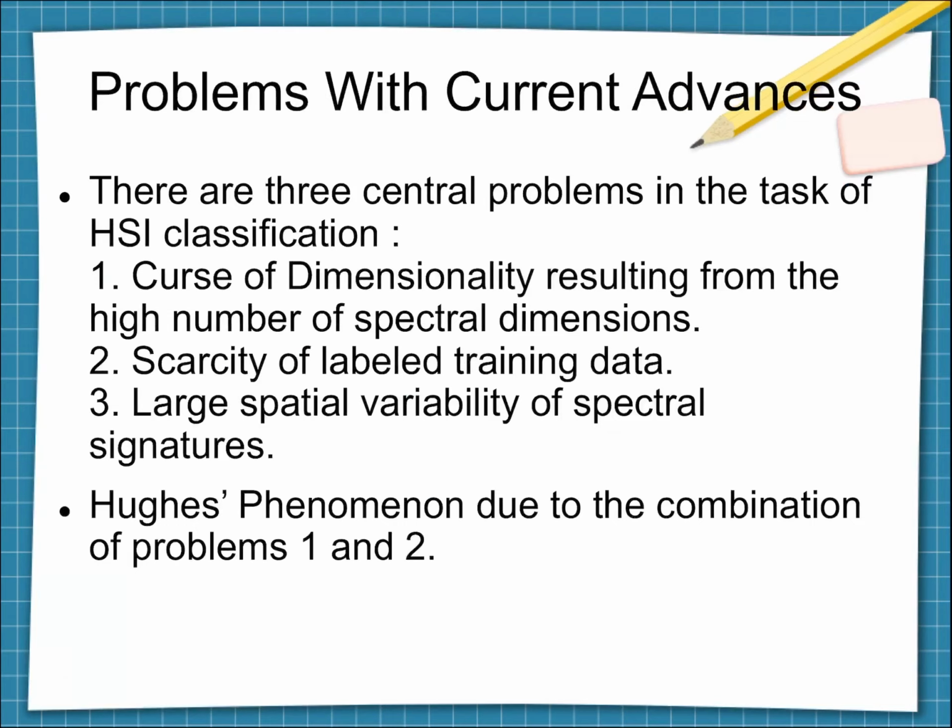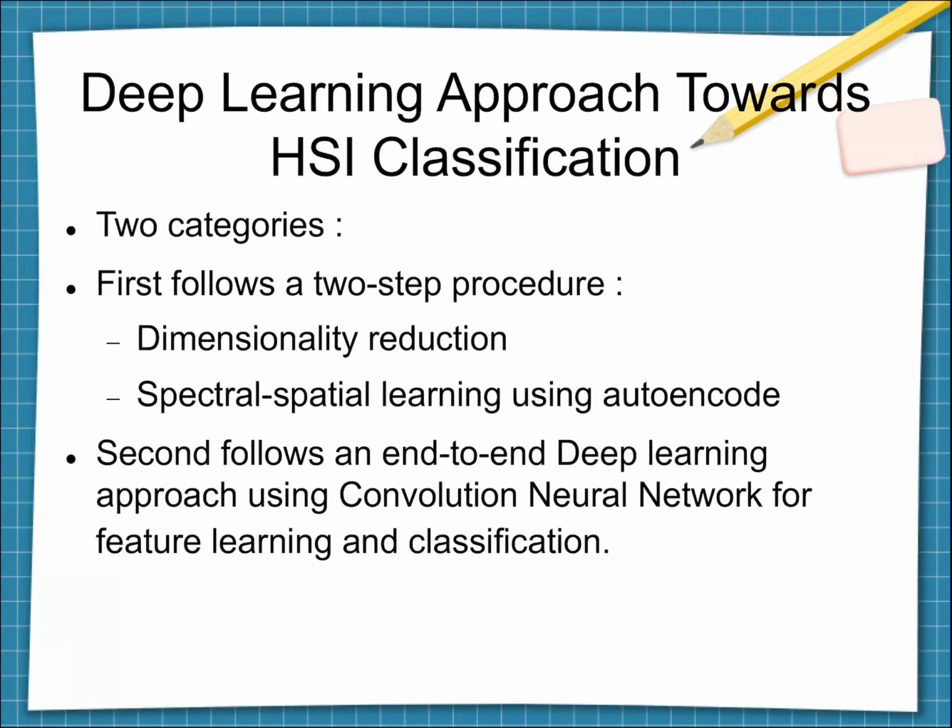Another problem is the spatial variability of spectral information. Efficient modeling of spectral spatial context is necessary to address the problem, and recently, deep learning neural networks have been shown to be capable of such context modeling. The deep learning methodologies can be broadly classified into two categories. The first follows a two-step procedure: dimensionality reduction, followed by spectral spatial learning using autoencoders.